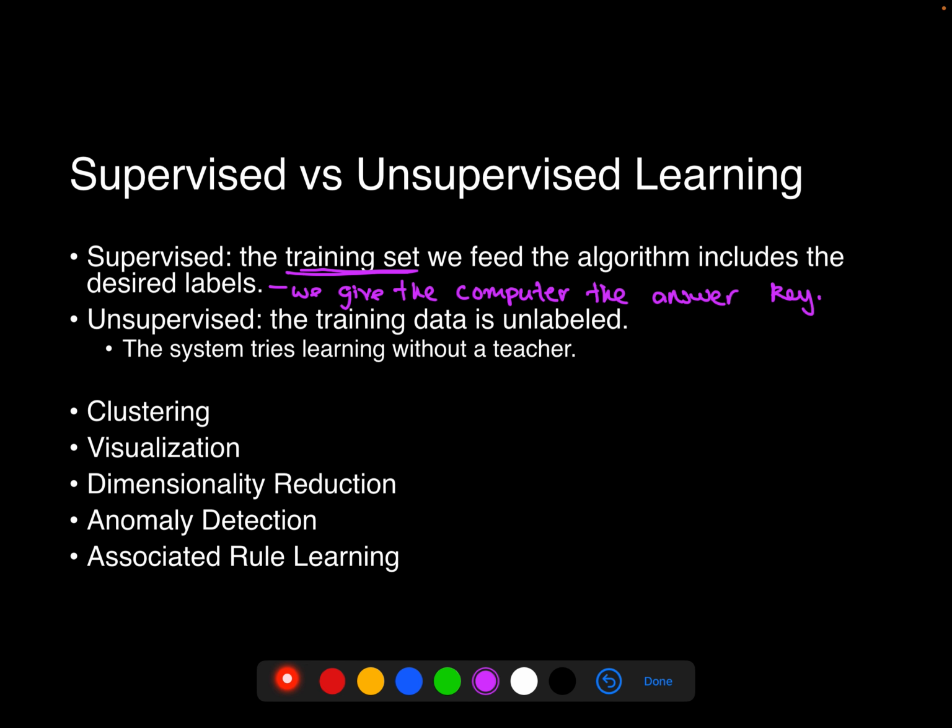In unsupervised learning, however, it's the opposite. The training data is completely unlabeled. Think of it this way: the system is trying to learn without a teacher. It looks at the raw data and asks itself, what is the structure here?